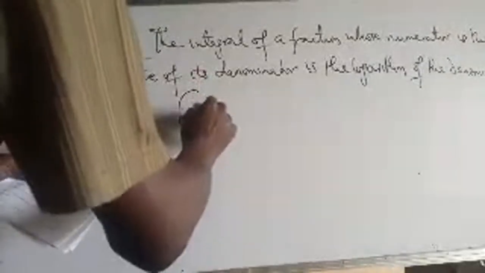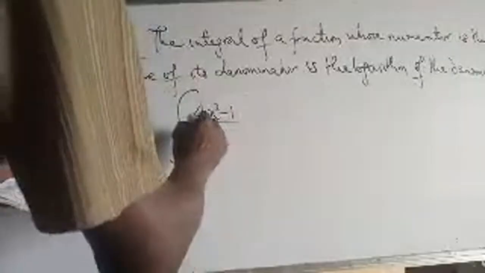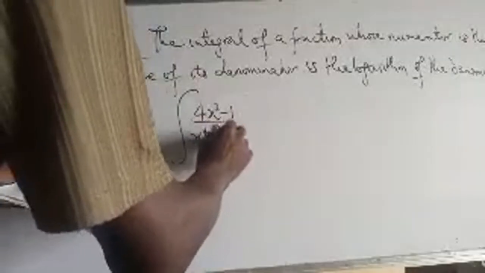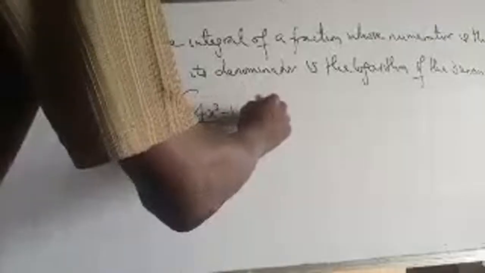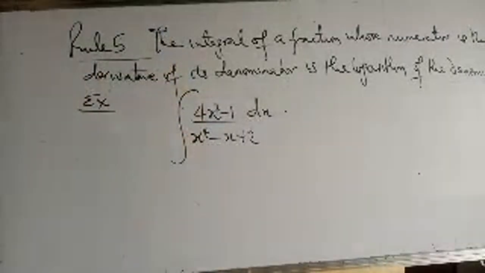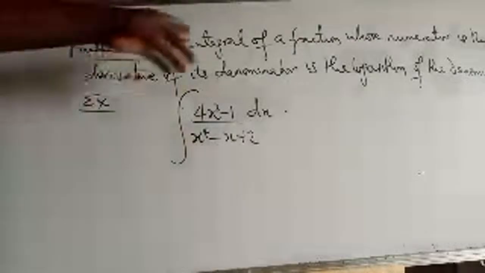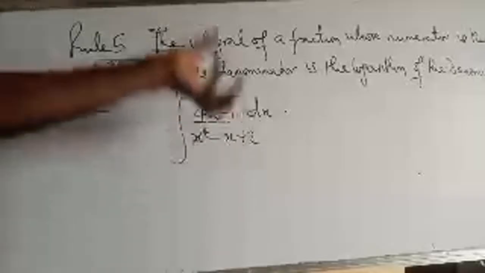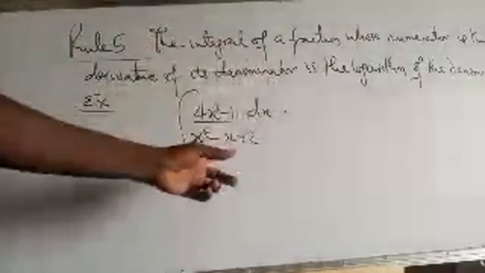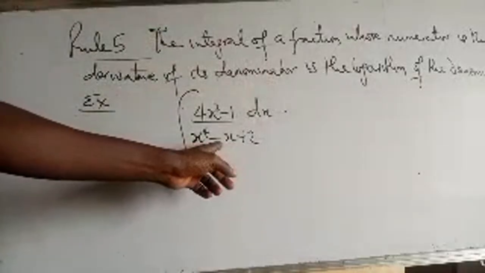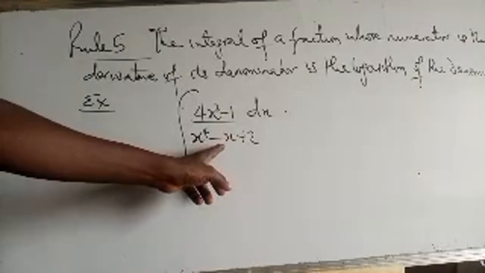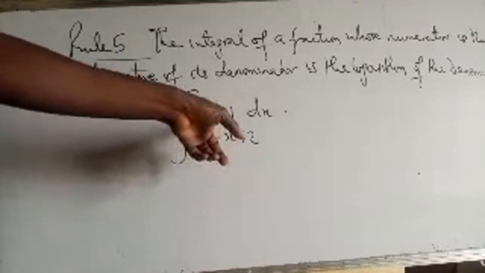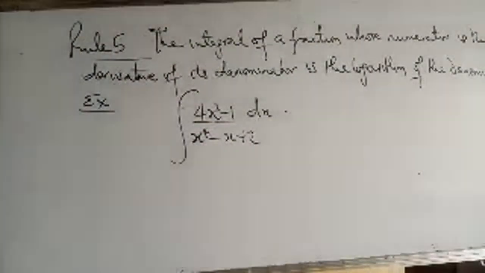Integral of 4x cubed minus 1 all over x raised to power 4 minus x plus 2 dx. Now, what is the meaning of this statement? The statement says that the integral of a fraction, this is a fraction, whose numerator is the derivative of its denominator. That means we have to differentiate the denominator. If the result we get is its numerator, that means the answer to that problem is the logarithm of the denominator.